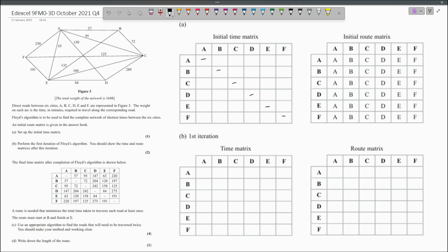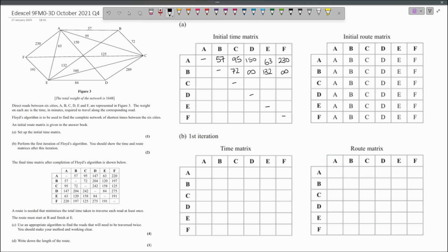A to B is 57. A to C is 95. A to D is 150. A to E is 63. And A to F is 230. B to C is 72. B to D doesn't have a weight. So we're going to write infinity. B to E is 132. And B to F doesn't have a weight, so I'm going to use infinity.